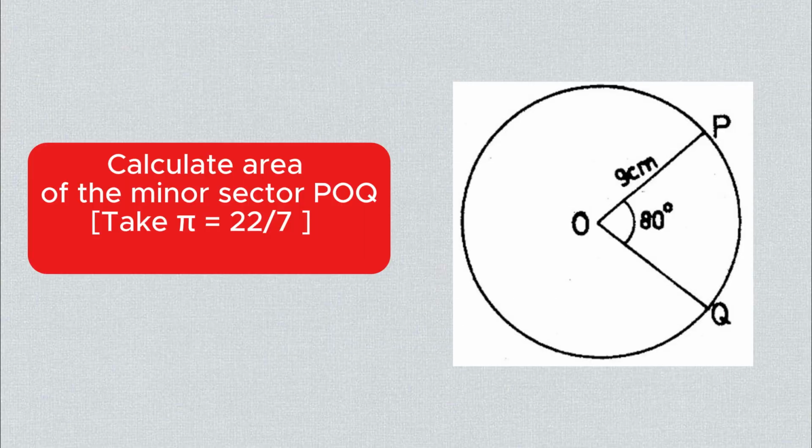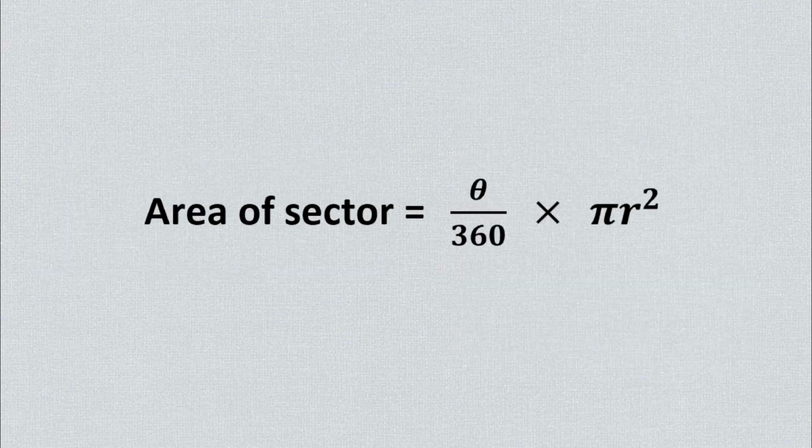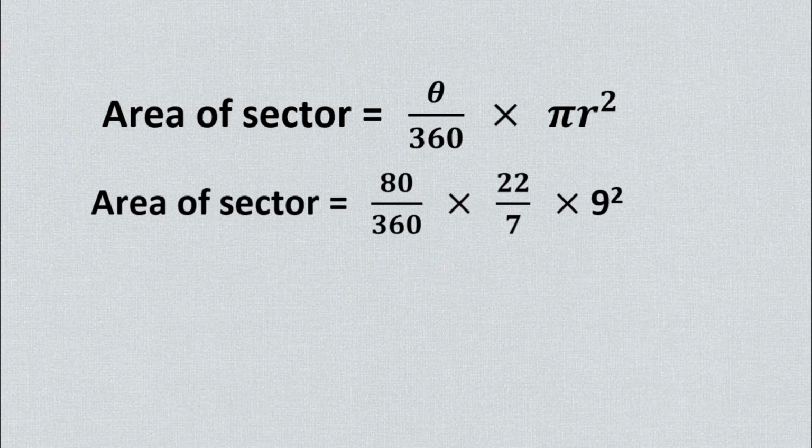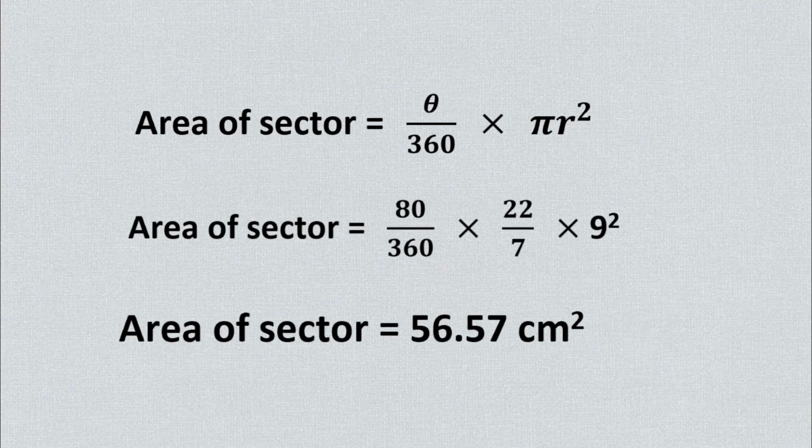The next question is to find the area of the minor sector. So to find the area of the minor sector, the formula is theta over 360 times pi r squared. Substituting our known values into the formula, the area would be 80 over 360 times 22 over 7 times 9 squared. Simplifying and then calculating these values will give us an area of 56.57 centimeters squared.